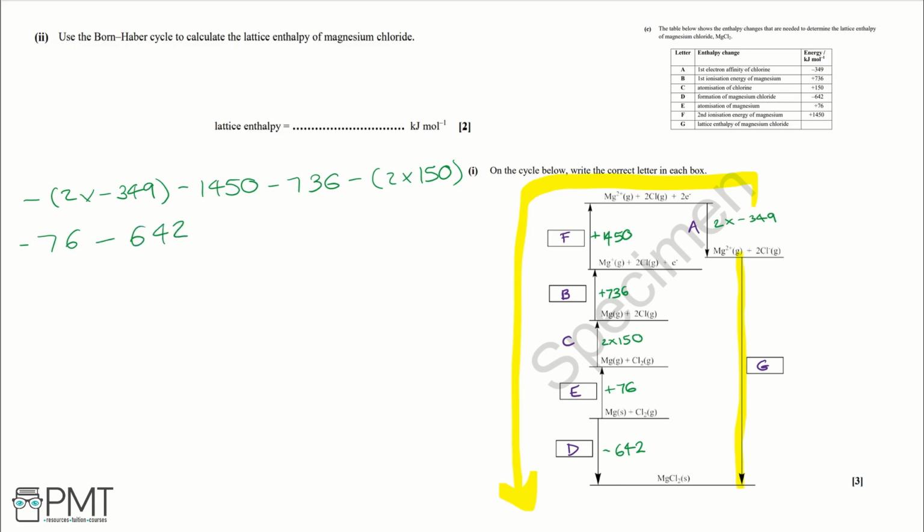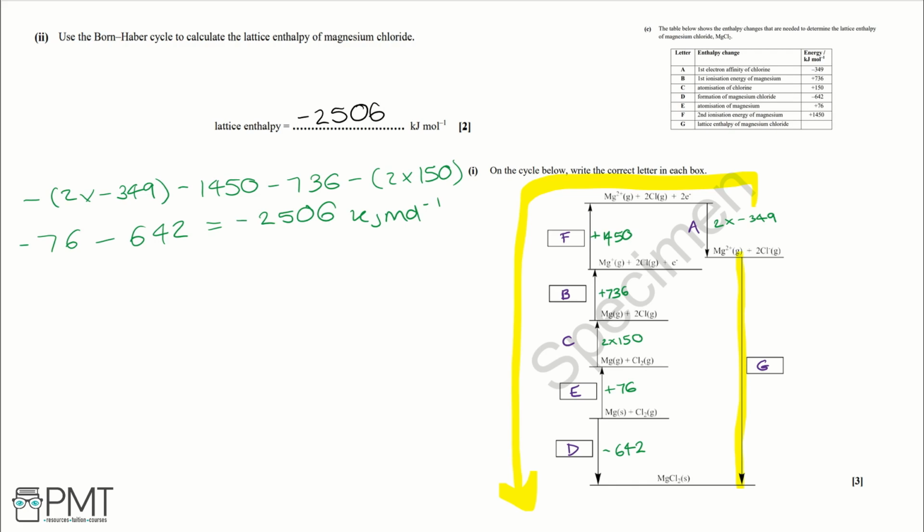We've kept the minus 642 because it's going in the right direction. And if we type this into a calculator, we get minus 2,506 kilojoules per mole, which is going to be our answer for this question, which we can then write on the answer line, minus 2,506. So what I've done is I've filled in the missing information on this Born-Haber cycle.